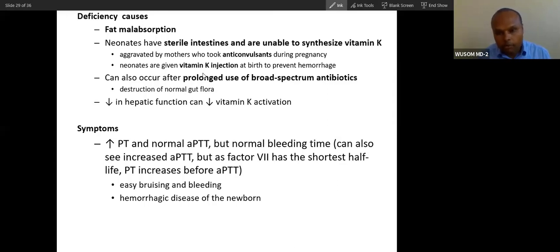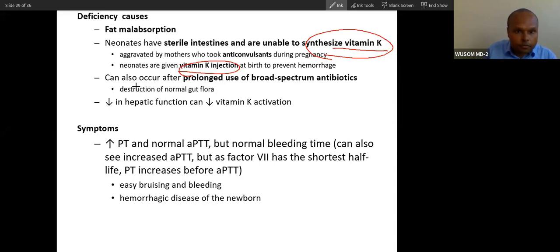Because the neonate's intestine is sterile, that is why the newborn baby is given a vitamin K injection. Okay, that is the very important function. Vitamin K injection is given to the neonate.